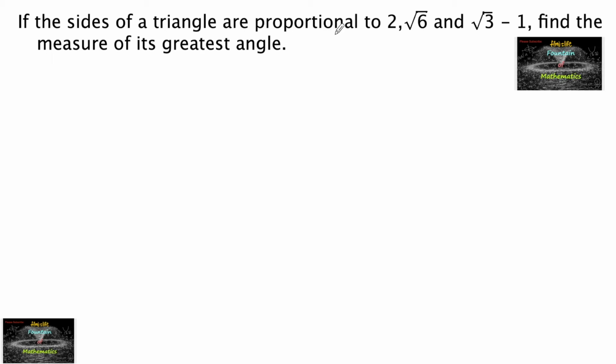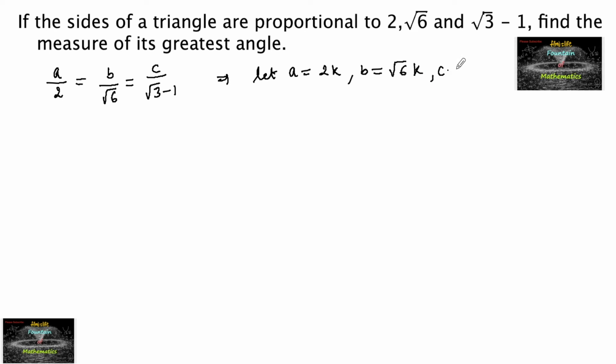If the sides of a triangle are proportional to 2, root 6 and root 3 minus 1, find the measure of its greatest angle. So here it is given, if a, b, c are the sides of the triangle, a upon 2, b upon root 6 and c upon root 3 minus 1 are proportional. So let us consider a is equal to 2k, b is equal to root 6 times k, and c is equal to root 3 minus 1 times k.